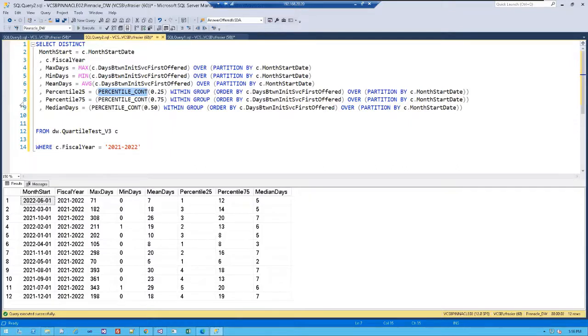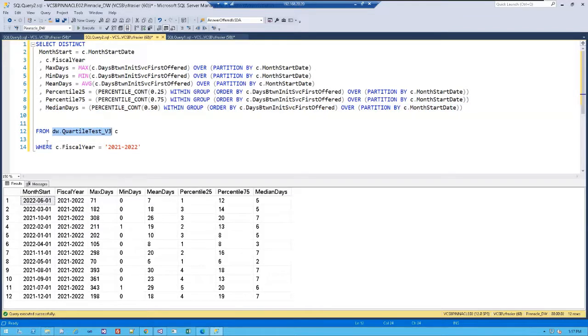We can do the same thing with the 75th percentile and get the upper boundary of our central tendency. And then we can do our median, the 50th percentile. Half the values are going to fall above, half below, and that's the 50th percentile of the percentile cont function in SQL. We're just using the little flat table we built in the previous view.